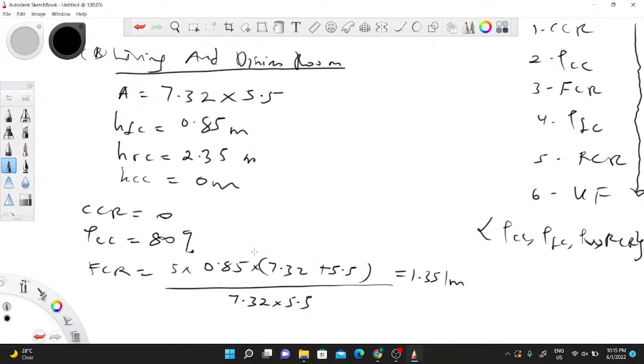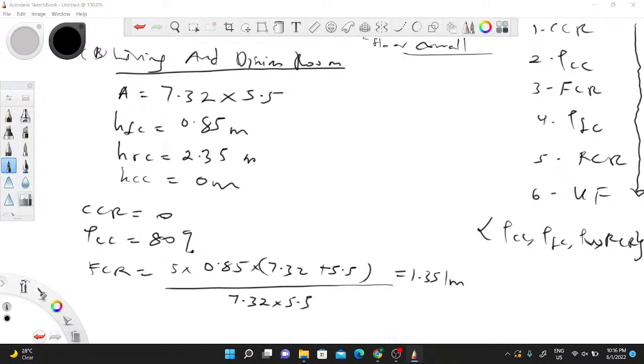So now, with this FCR, we find our row FC using our table. So I said if you are finding FCR, you are doing floor and wall. So you use floor and wall parameters.